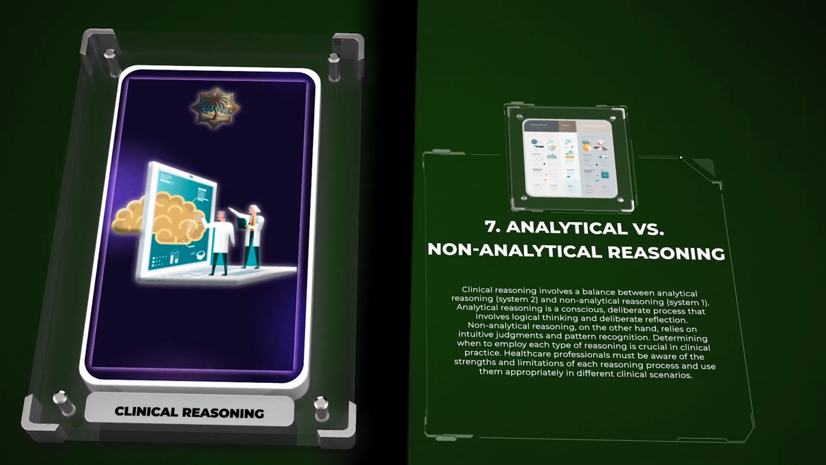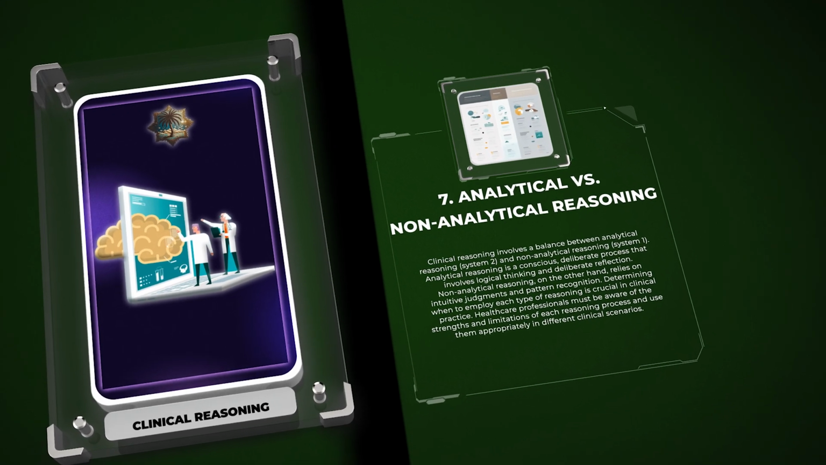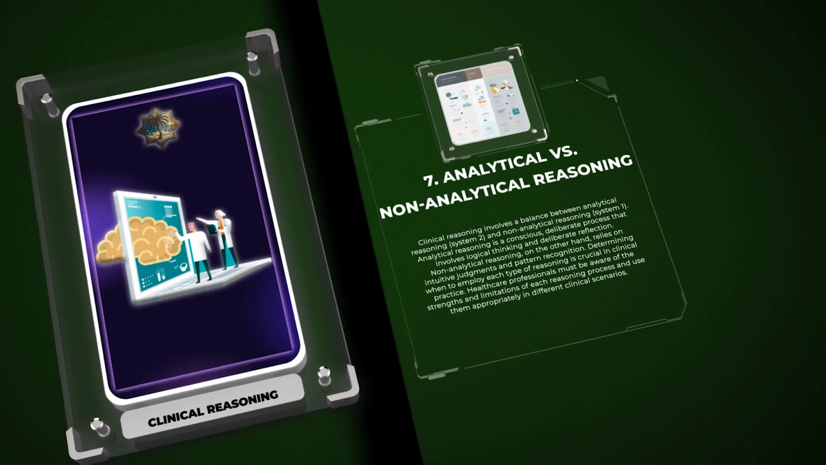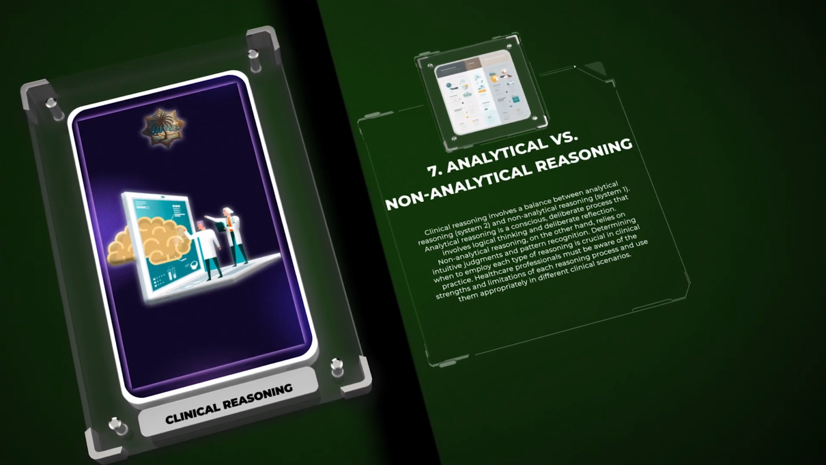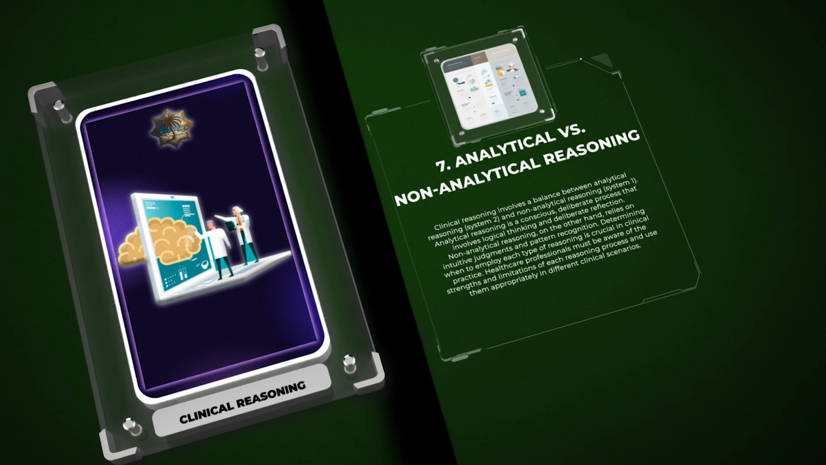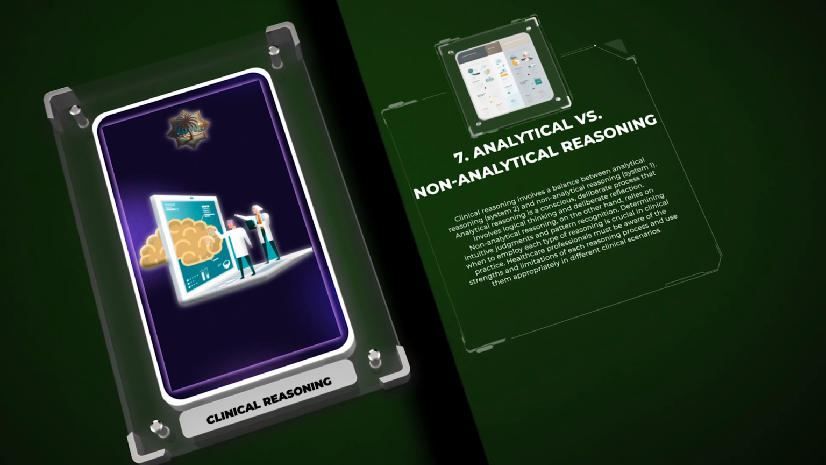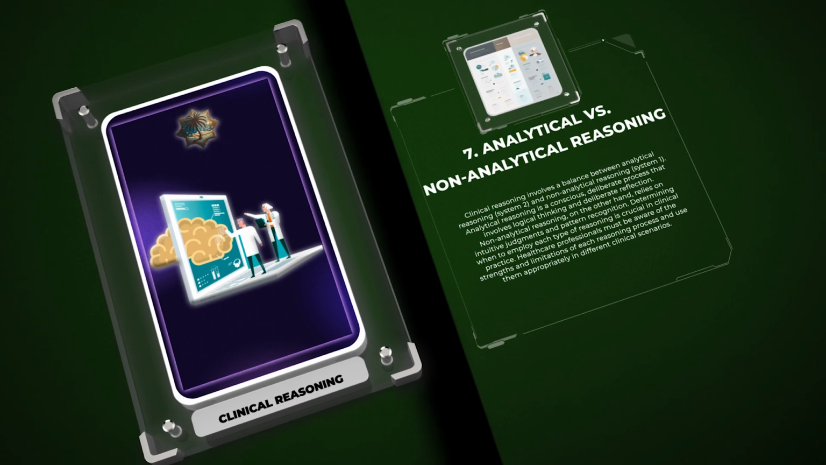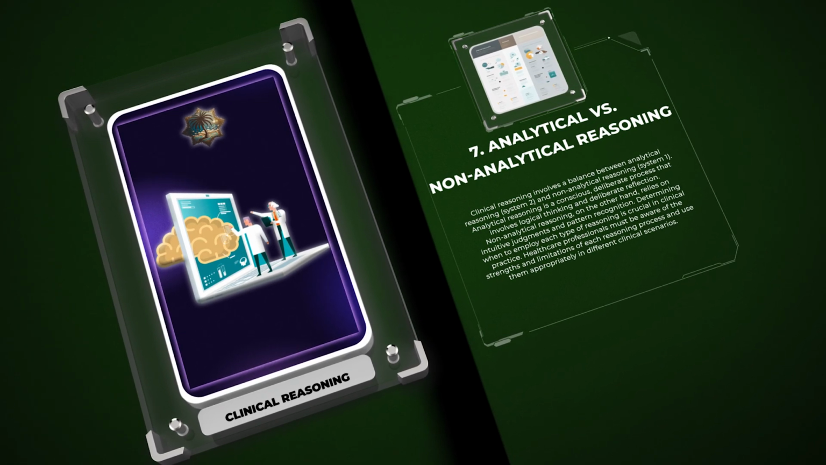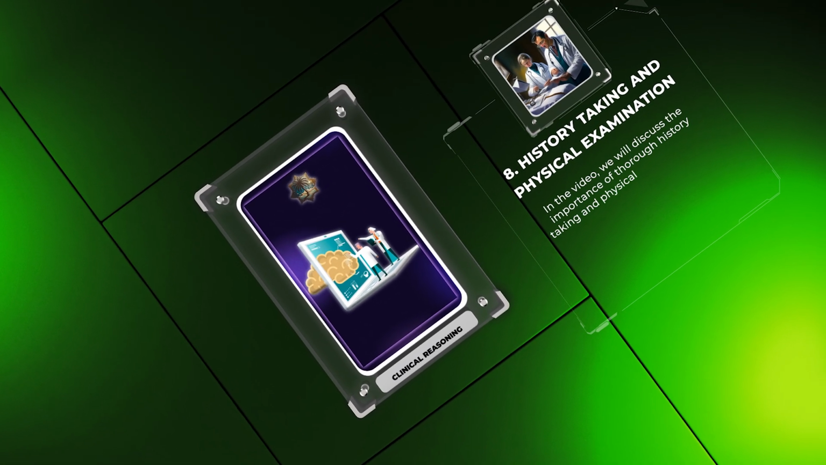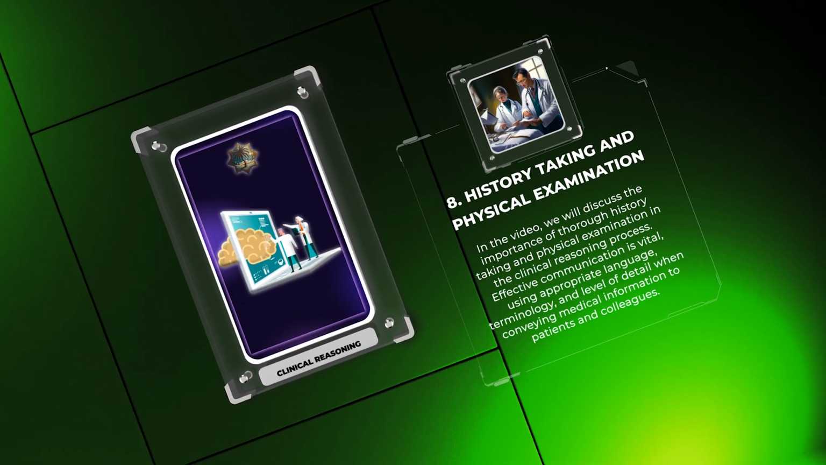Clinical reasoning involves a balance between analytical reasoning, System 2, and non-analytical reasoning, System 1. Analytical reasoning is a conscious, deliberate process that involves logical thinking and deliberate reflection. Non-analytical reasoning, on the other hand, relies on intuitive judgments and pattern recognition. Determining when to employ each type of reasoning is crucial in clinical practice. Healthcare professionals must be aware of the strengths and limitations of each reasoning process and use them appropriately in different clinical scenarios.